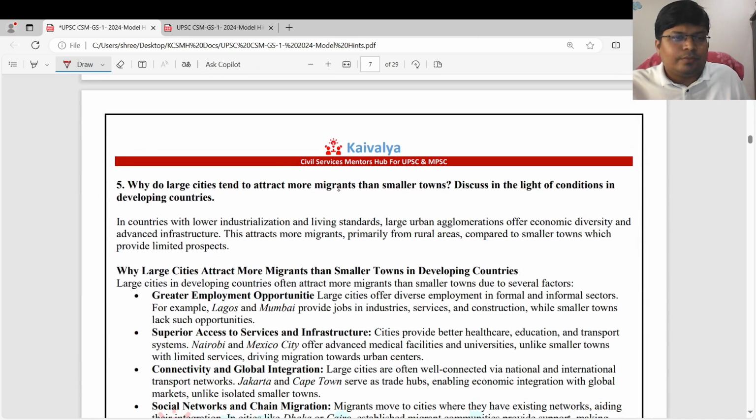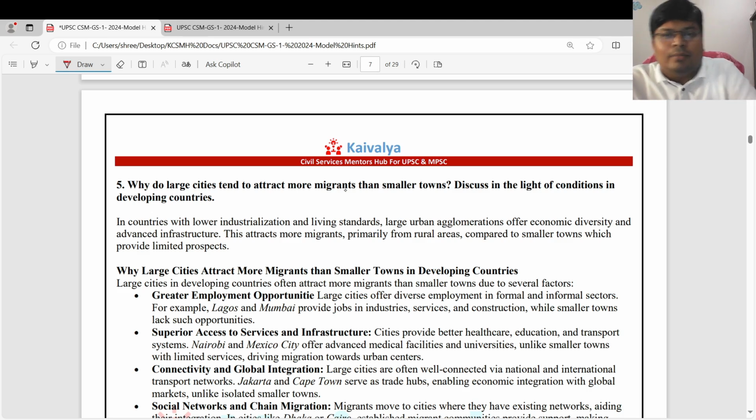Then the next question: why do large cities tend to attract more migrants than smaller towns? Discuss in the light of conditions in developing countries. Now the question is in the context of developing countries, and why the migration is more to urban cities as compared to the smaller cities, and that from rural areas. Again, if you have exact information or data, then you can present it in your introduction. Suppose in such questions where you do not have the exact information, then what you can do is simplify the words given over there and contextualize this meaning so that it can become your introduction.